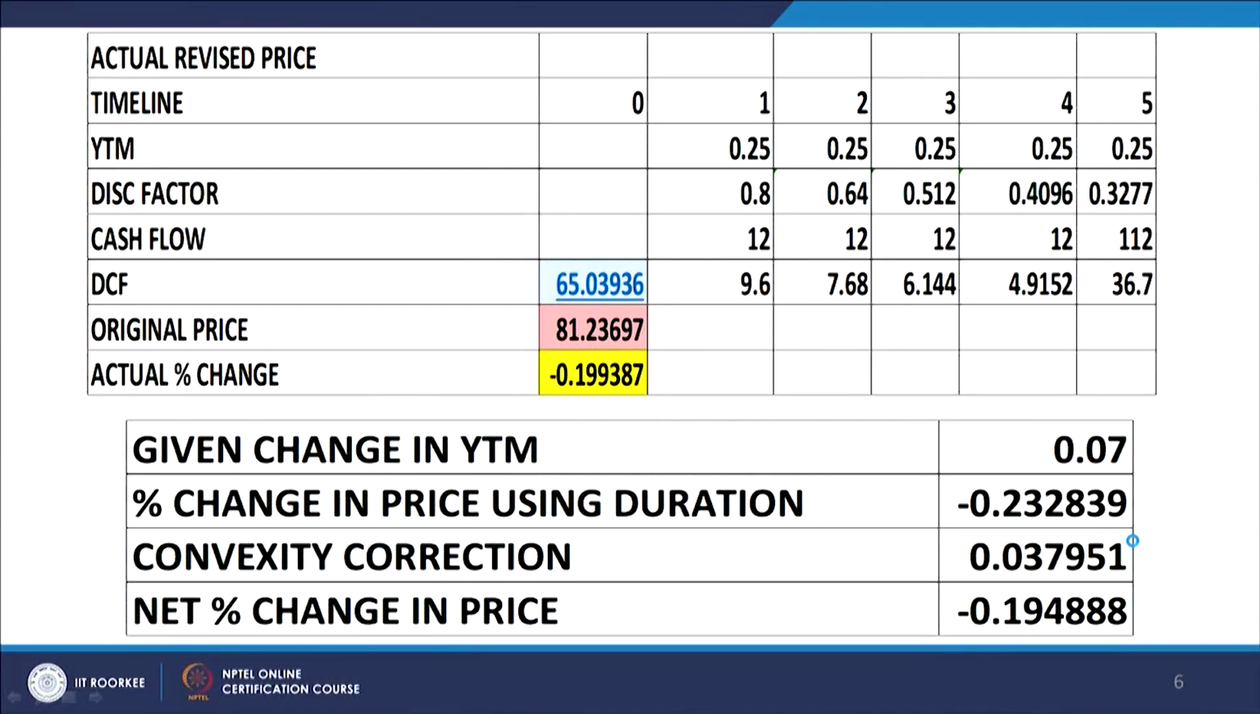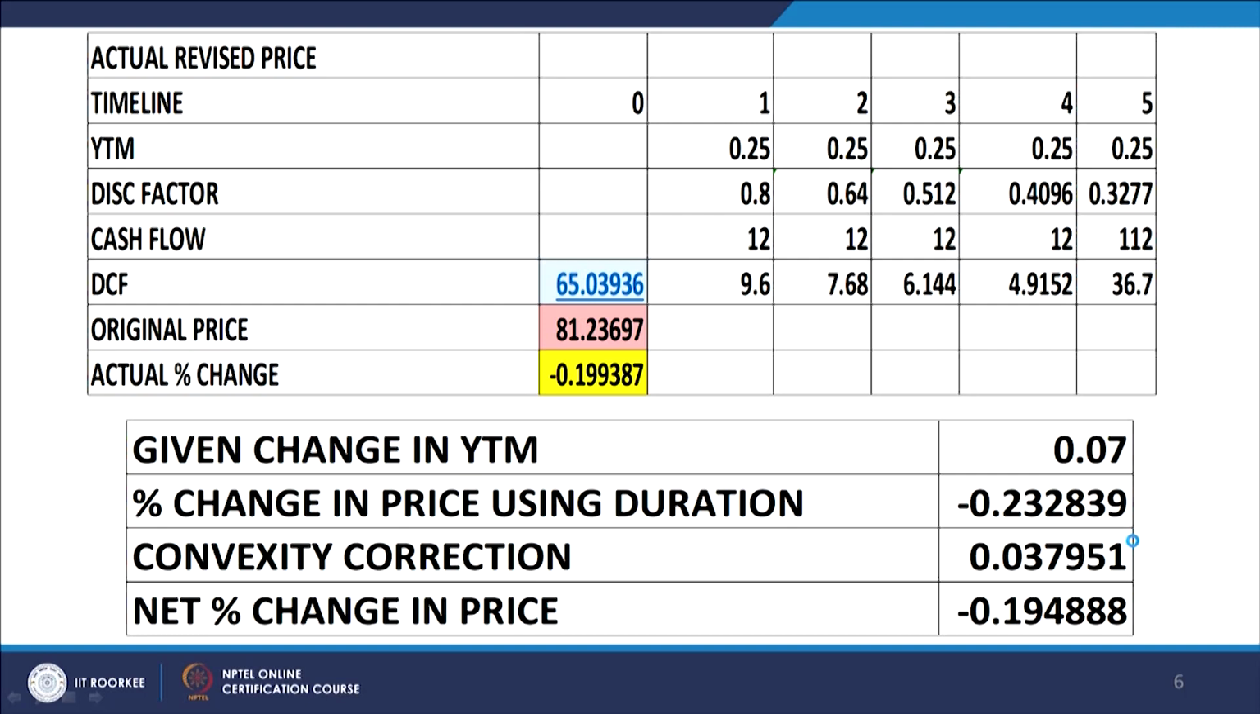Then we talked about an example where we illustrated what I mentioned just now. There was a bond for which we worked out the duration, it worked out to 3.92 years. We worked out the convexity also, which worked out to 10.78 years squared. Then we worked out the changes in price using simply the duration corresponding to a change in YTM corresponding to a yield shift of 7%. The percentage change in price using only duration was 23.28%. The convexity correction was 3.79%. They operate in opposite directions.